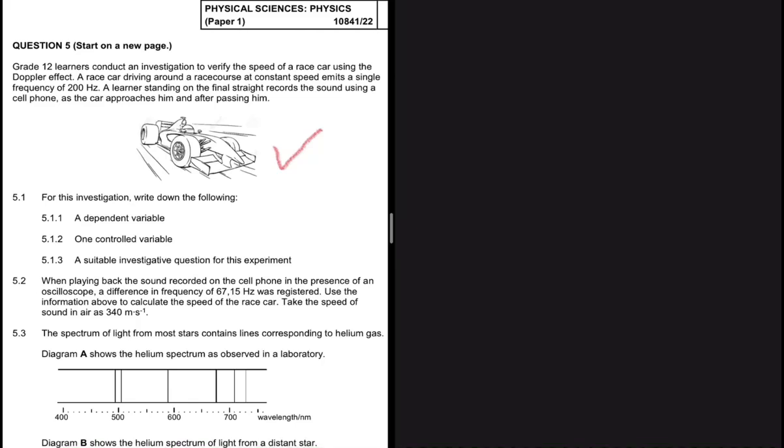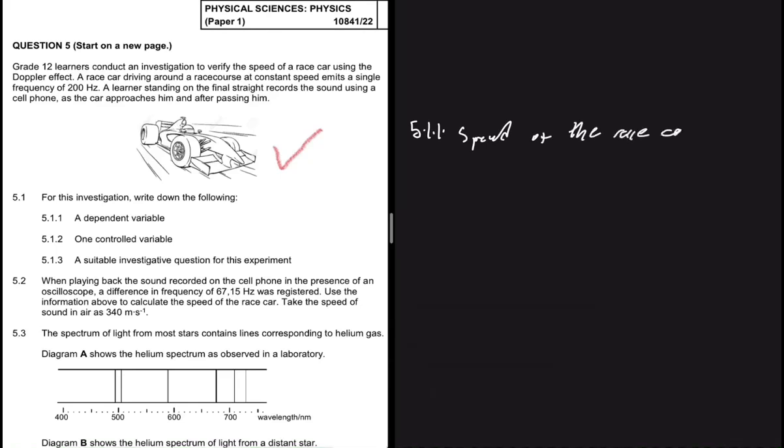We have a grade 12 learners that conduct an investigation to verify the speed of a race car using the Doppler effect. So that's a giveaway. We have our dependent variable in that very statement, because your dependent variable is what you're measuring. You're changing something, and then when you make a measurement, that is your dependent variable. Here we're investigating to verify the speed of a race car. So our dependent variable is the speed of the race car. So that is the answer to 5.1.1. Speed of the race car.